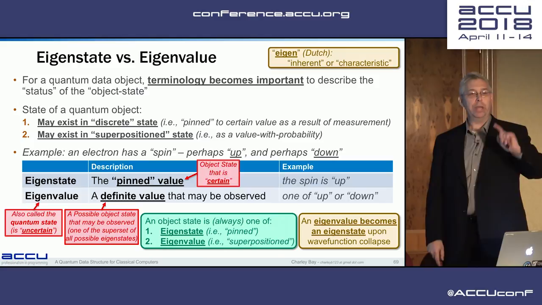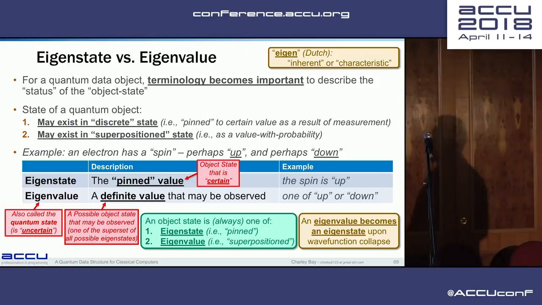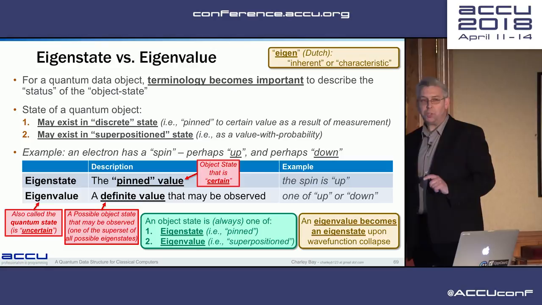Eigenvalue is still superpositioned. It's there, we can use it, but we haven't resolved what that value is. Its value is uncertain. So eigenstates are certain. Eigenvalues are uncertain. When we observe them, they will become certain. So eigenvalues always collapse to eigenstates.